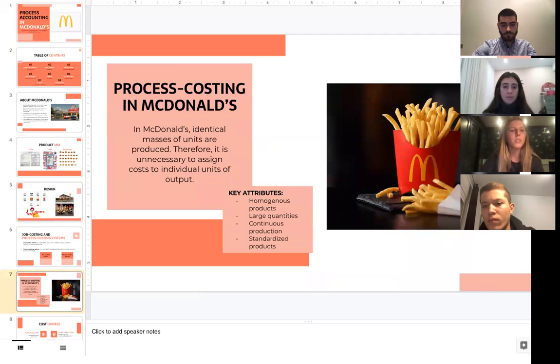Okay, so the process costing in McDonald's. In McDonald's, they produce identical masses of units. Therefore, it is unnecessary to assign cost to individual units of output. The key attributes that McDonald's has is that they are homogeneous products, that they are all the same in large quantities, and a continuous production. They don't stop working, they are continuous, and their products are standardized.